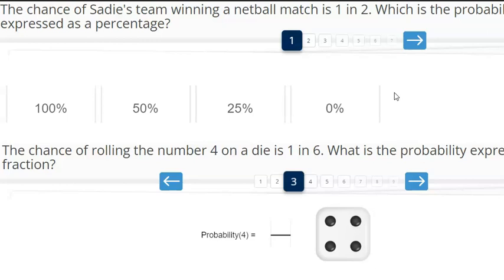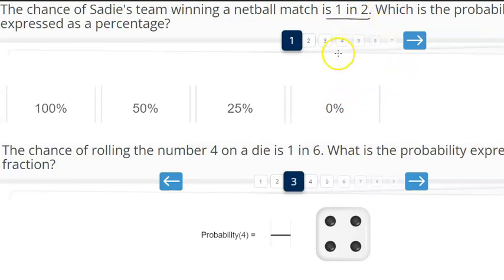Now, before we tackle this relatively simple question, I want to make sure that you understand the language of what's going on here. And there's quite a bit to dissect within this question. So Sadie's team winning a netball match is 1 in 2. So they can either win or lose. So the 1 in 2 is the probability itself, and it's in sentence form.